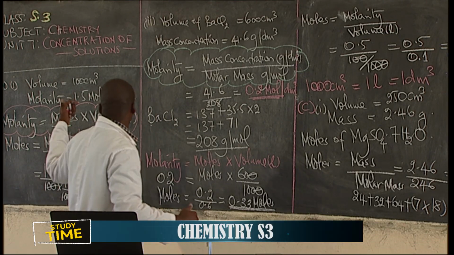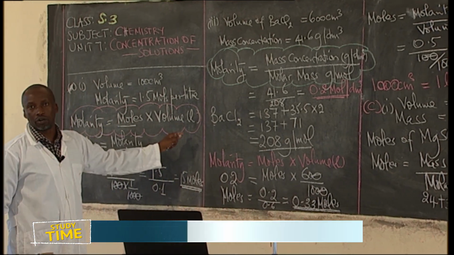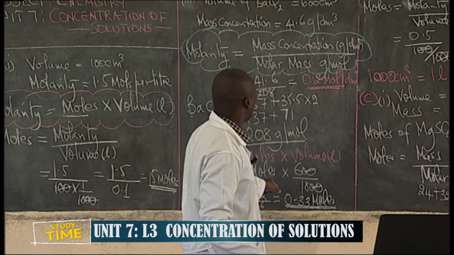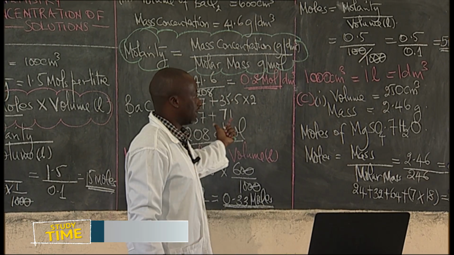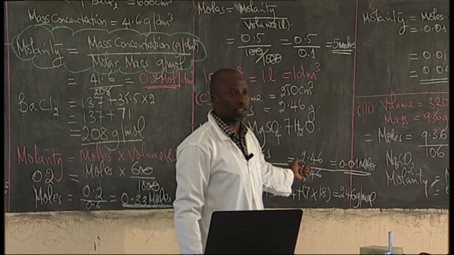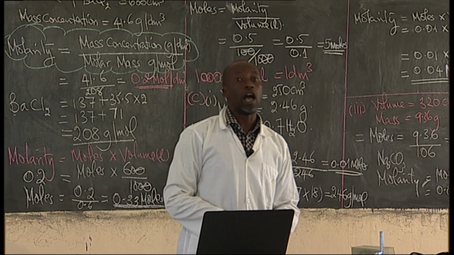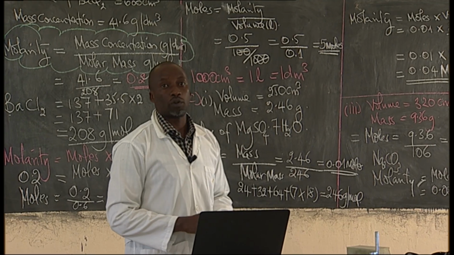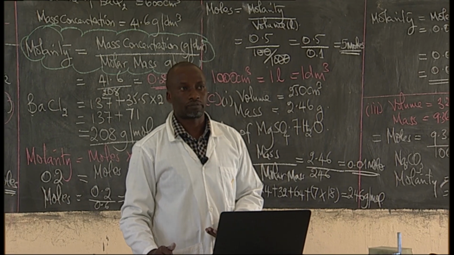So we are able to calculate the number of moles when we are given molarity and volume. That is one. We are also able to calculate the number of moles when we are given either the mass concentration or the molar mass. Or you can calculate the mass concentration when you are given the molarity alone, as long as you know the substance you are using. 2 molar sulfuric acid.